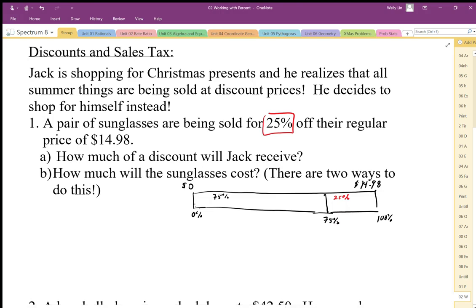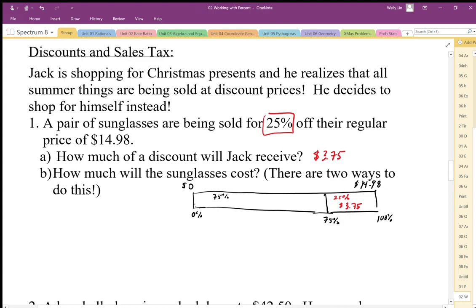What percent is the discount? Well, if I take 25% of $14.98, so 0.25 times $14.98, I get $3.75. So the discount is $3.75. Now I can subtract that from $14.98 to get the 75%. Okay, so I better write down my answer first. So it's $3.75. Okay, or I can just subtract.